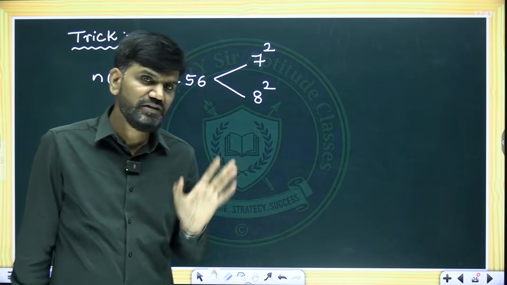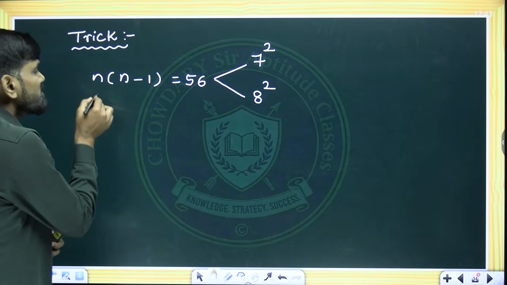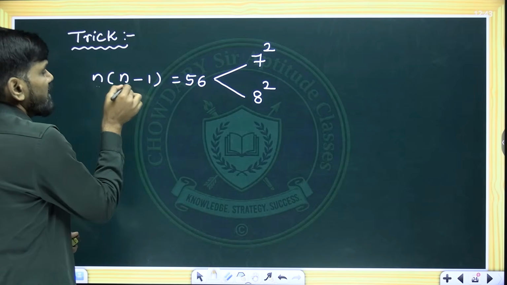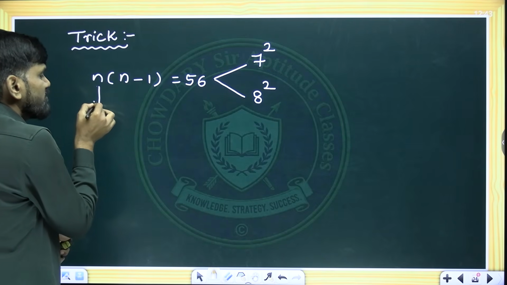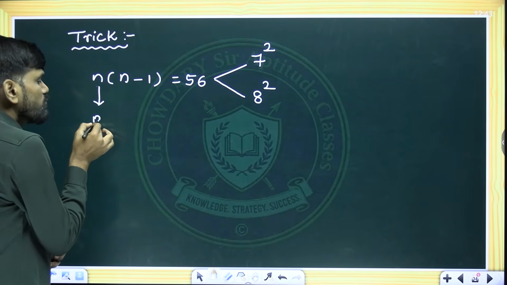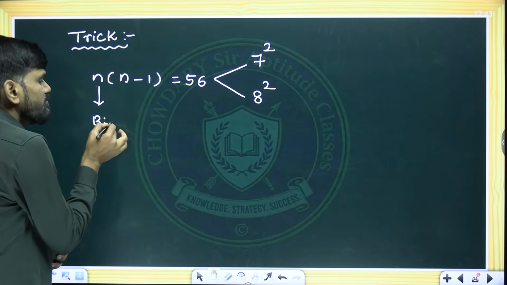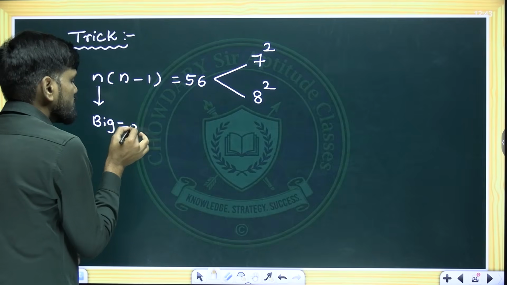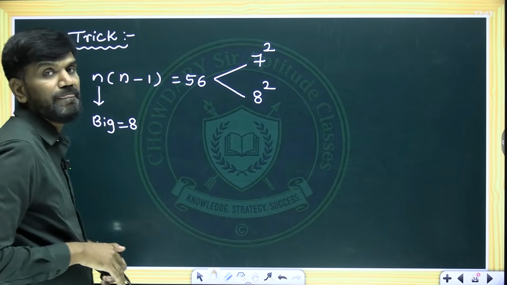Now the only thing you have to understand here is, in this equation, is n a big value or small value? n is big, n minus 1 is small. So n is the bigger value. Between the two values you have got, 7 and 8, the big value is 8. So n value should be 8.